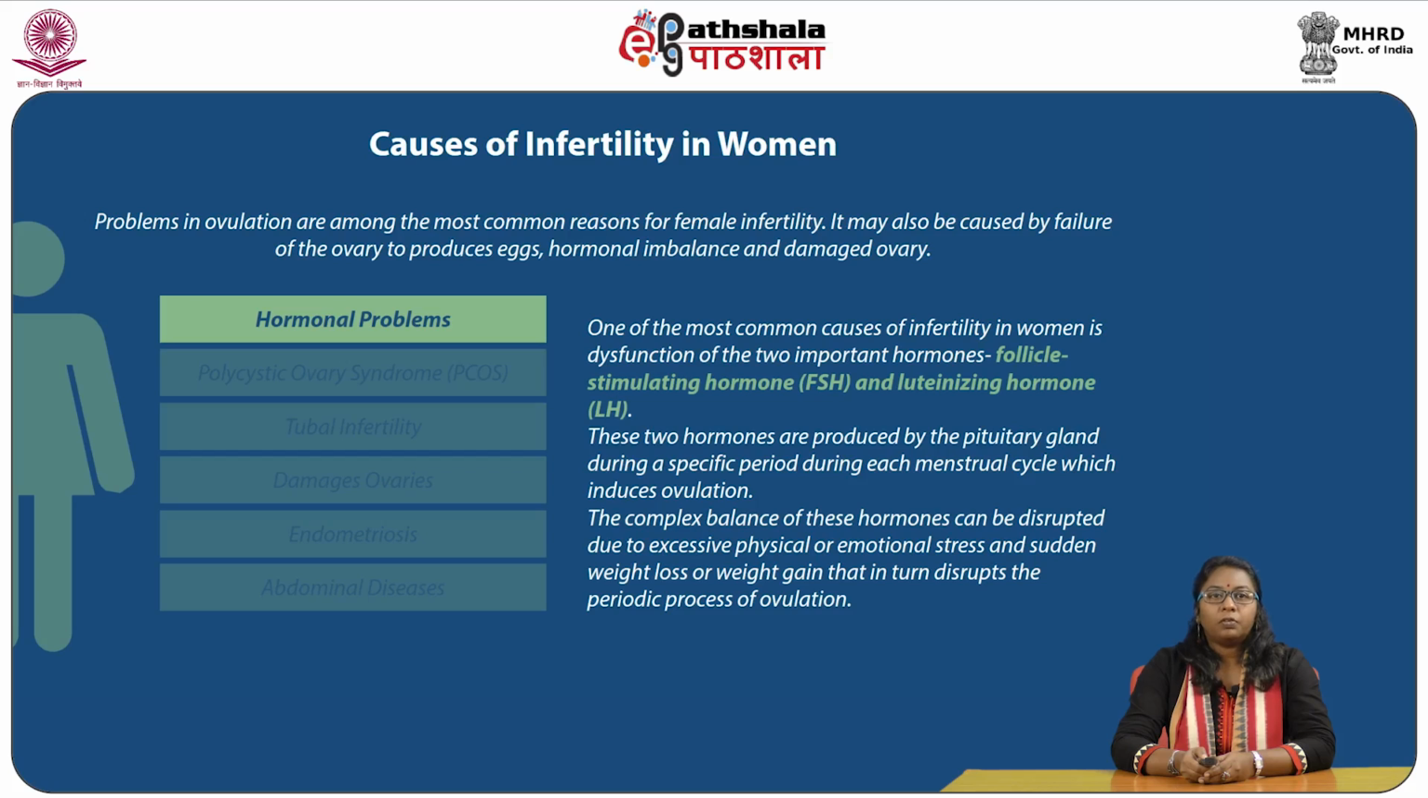Hormonal problems. One of the most common causes of infertility in women is dysfunction of the two important hormones, follicle stimulating hormone FSH and luteinizing hormone LH. These two hormones are produced by the pituitary gland during a specific period during each menstrual cycle, which induces ovulation. The complex balance of these hormones can be disrupted due to excessive physical and emotional stress and sudden weight loss or weight gain that in turn disrupts the periodic process of ovulation.